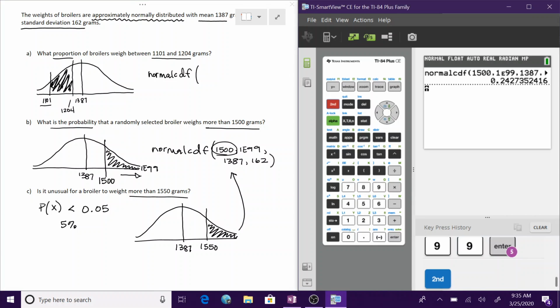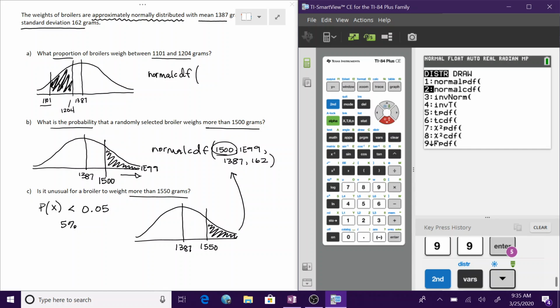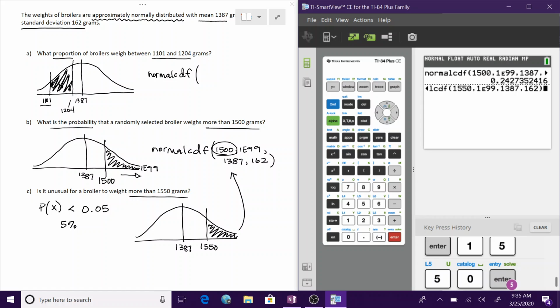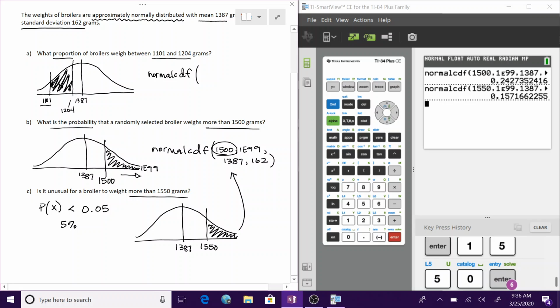The only thing that's going to change is this 1500. So we're going to go to second vars normal CDF, press enter. And the only thing we're going to change here is changing this lower number to 1550. We're still going to infinity. Our mean is still the same and our standard deviation is still the same. We're going to go down to paste, press enter. And so you can see that we get a probability of 0.1572, which is not less than 0.05, so it is not unusual.